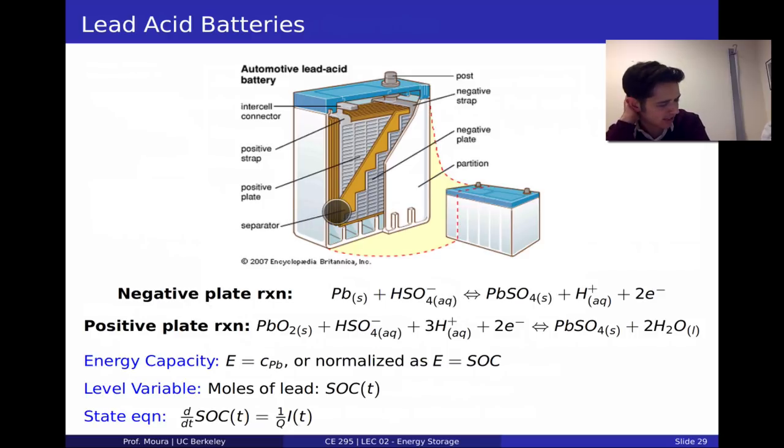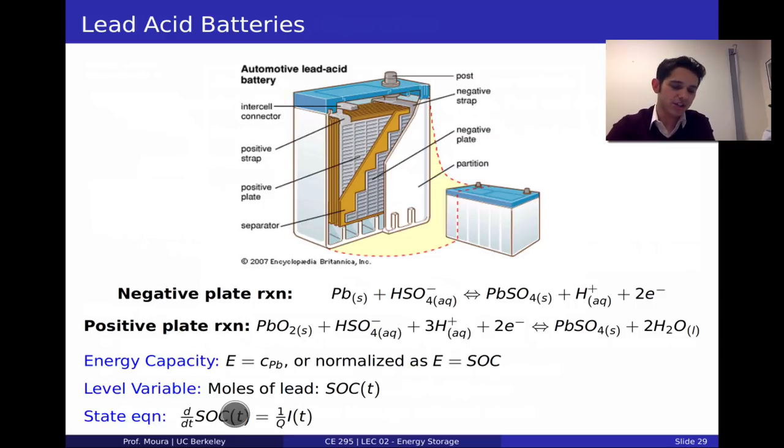In fact, you've actually had to refill your lead acid battery, and if you pick up a lead acid battery and shake it around, you could feel the liquid sloshing around here. So the moles of lead that are on the anode that haven't reacted to move over to the cathode is basically the state of charge. So it's fully charged when we maximize the concentration of lead on the negative side.